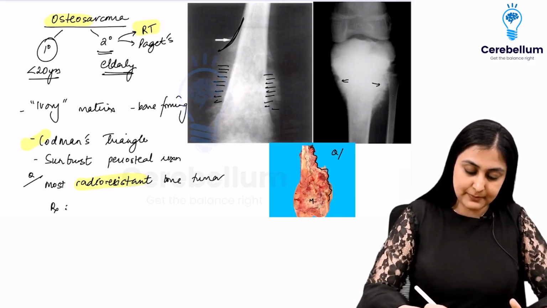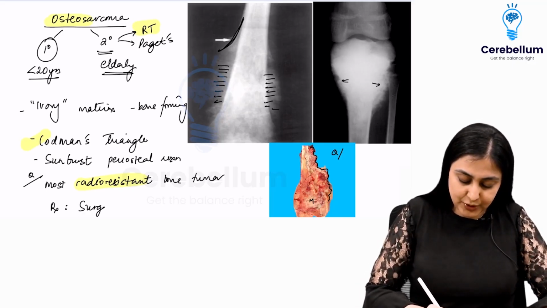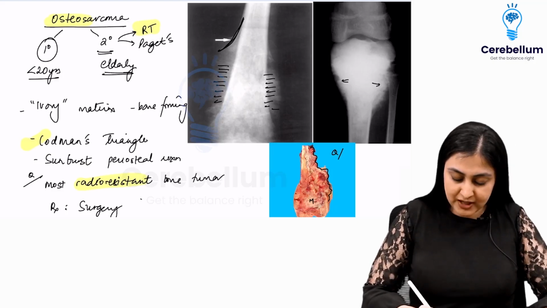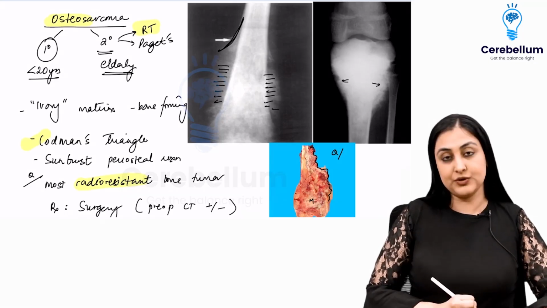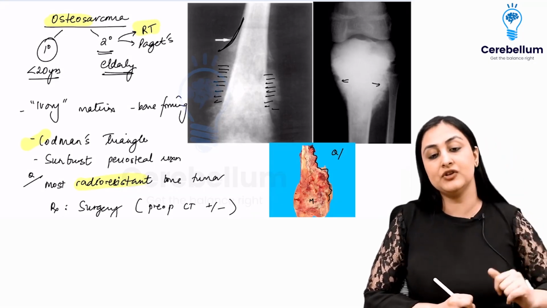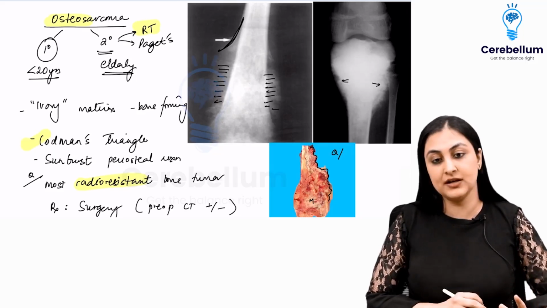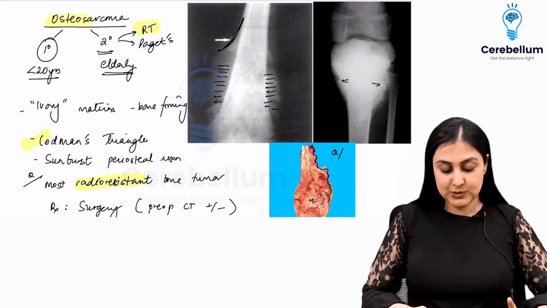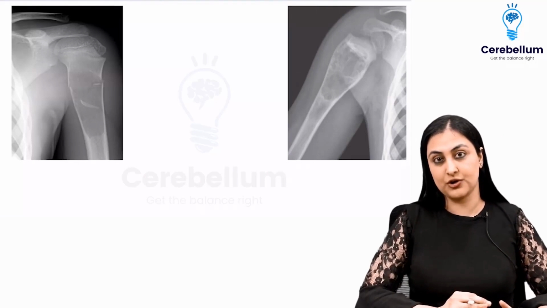Okay, so then the treatment is basically surgery. So surgery is the mainstay of treatment here for osteosarcoma. If it is unresectable, then pre-op chemotherapy can be given. Okay, so pre-op chemotherapy can be given if unresectable, otherwise surgery is the mainstay. Okay, so this is what we want to know about osteosarcoma.